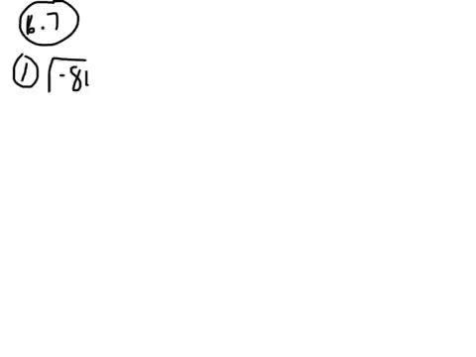Alright, in section 6.7 we finally learned about the imaginary number i. What i is equal to is the square root of -1. And if we were to square both sides, we would find that i squared is equal to -1. These are definitions that we need to remember.